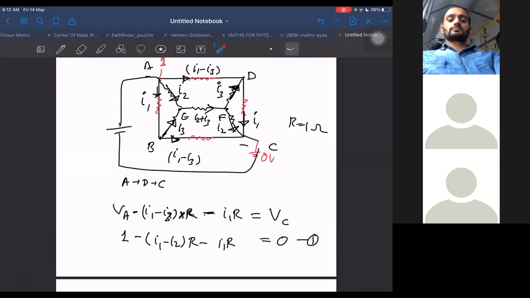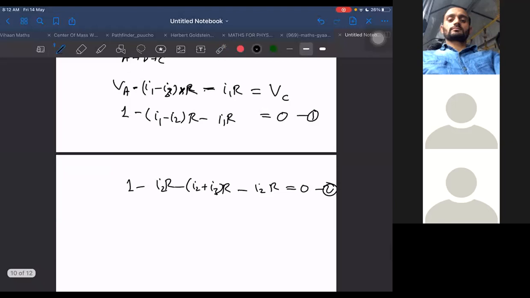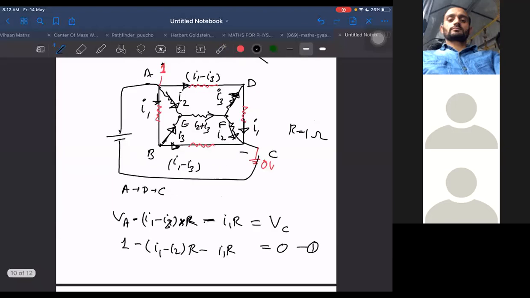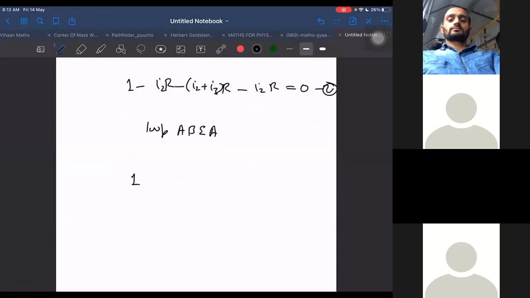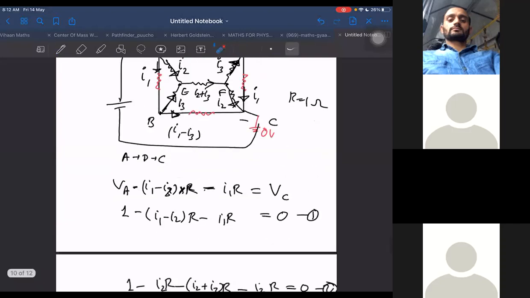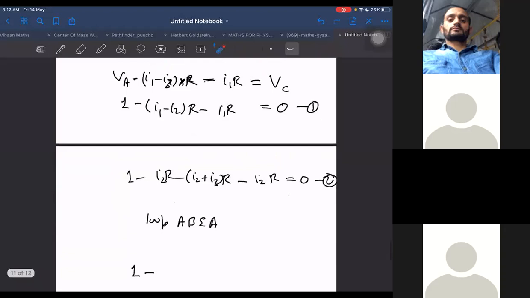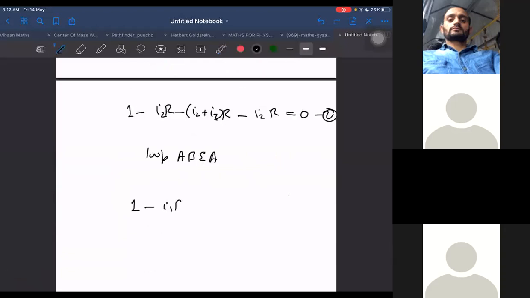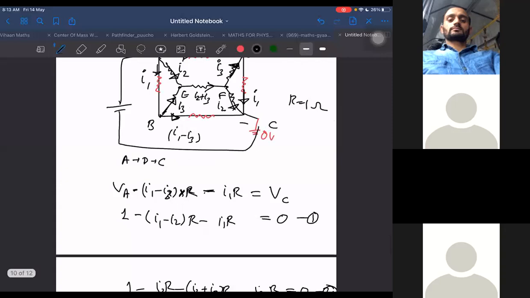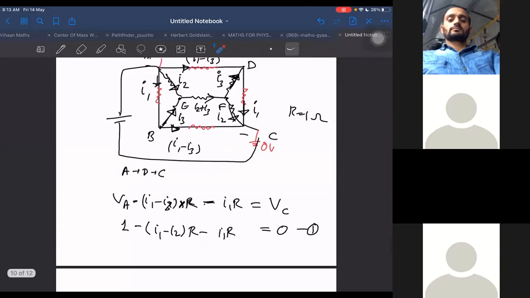Third equation you write in any one loop. Which loop you want to write? I will write in this small loop. It is small only because it will be easy for me to write in this. Let us write in the ABE loop. Loop ABEA. If I write in this, then I start from one potential. What is the potential? 1 minus what? I1. Minus I1 into R. Minus I1 into R. Next, minus I3 into R. Minus I3 into R. Next, this will not be minus. Observe. Plus I2 into R, because we are going against the current, which means plus.